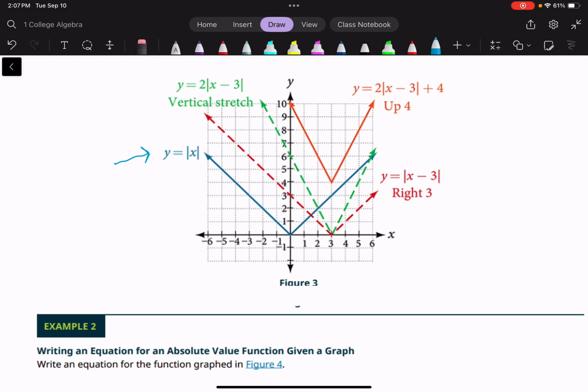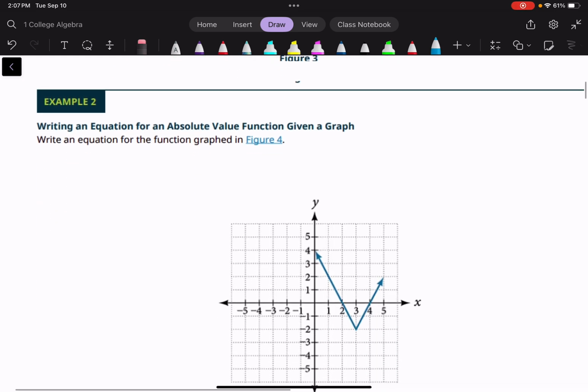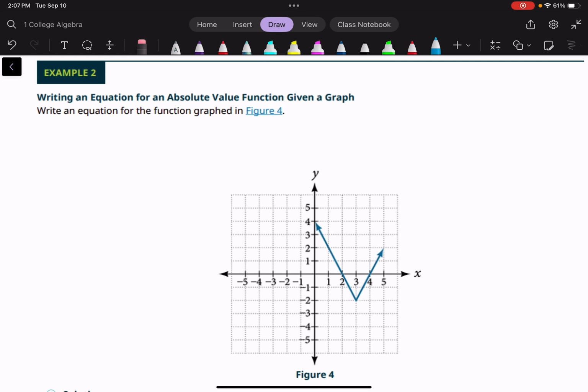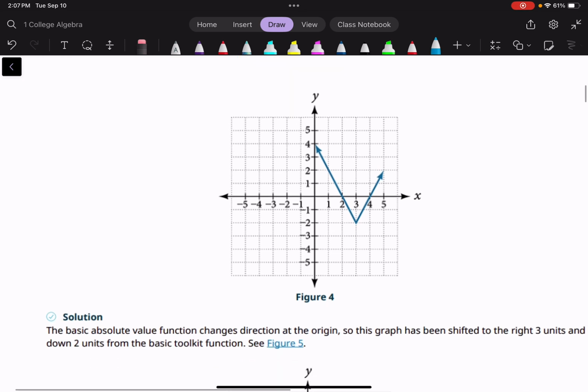Then we see it stretched by a factor of 2 in the green. And then we see it shifted up 4. And so that's just a brief review. So we can use those transformations of functions to figure out the equation given a graph.